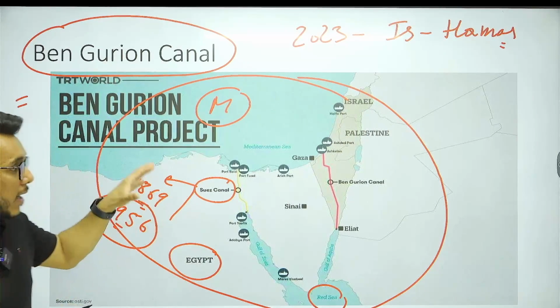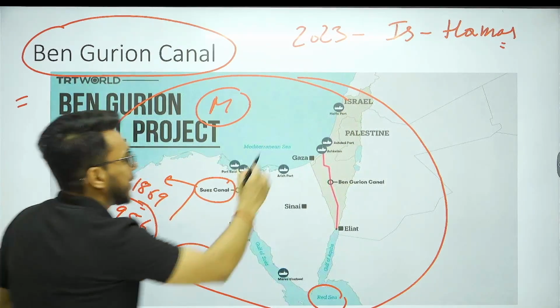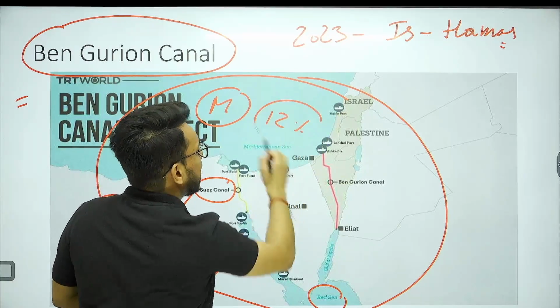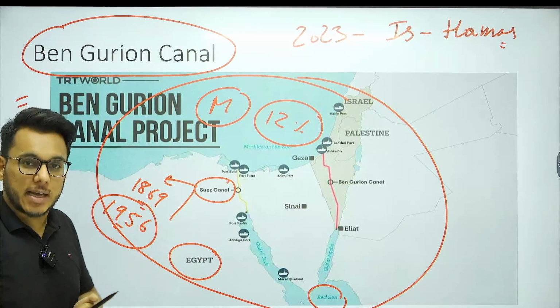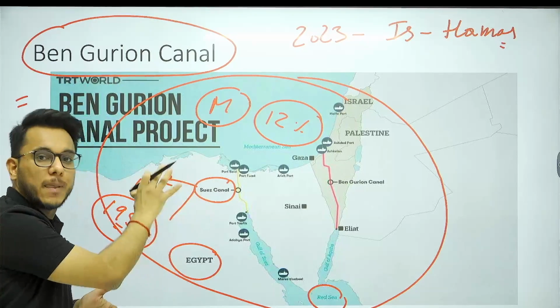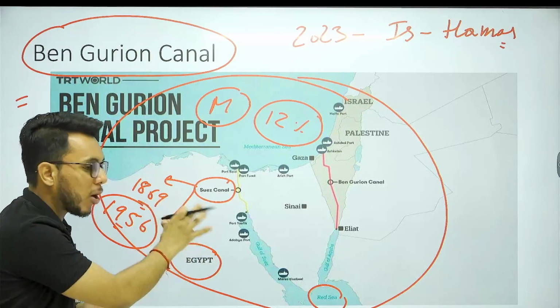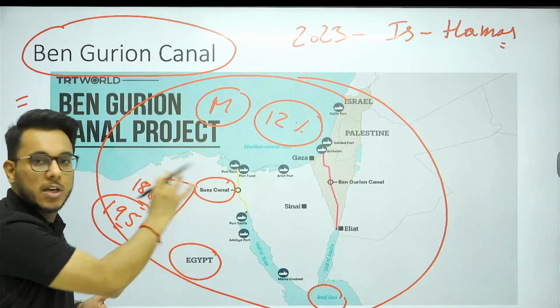And Suez Canal, what is the importance of Suez Canal? Today, 12% of global trade passes through Suez Canal. It is the only navigable waterway between Europe and Asia of such short distance.